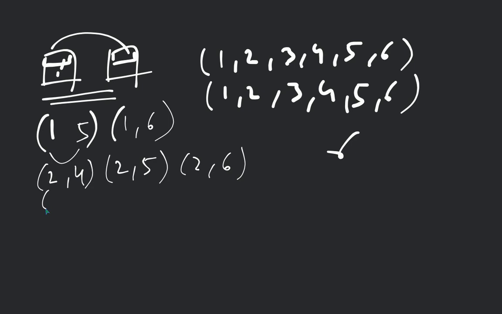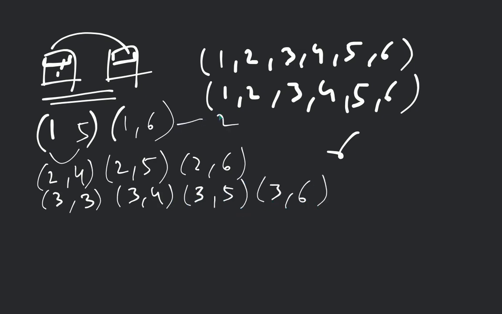Let's come to the third one: (3, 3), (3, 4), (3, 5), (3, 6). From this we can see that here is a 2, here is a 3, here 4. In the next one there will be 5 conditions. No need to write it down in order to waste time.